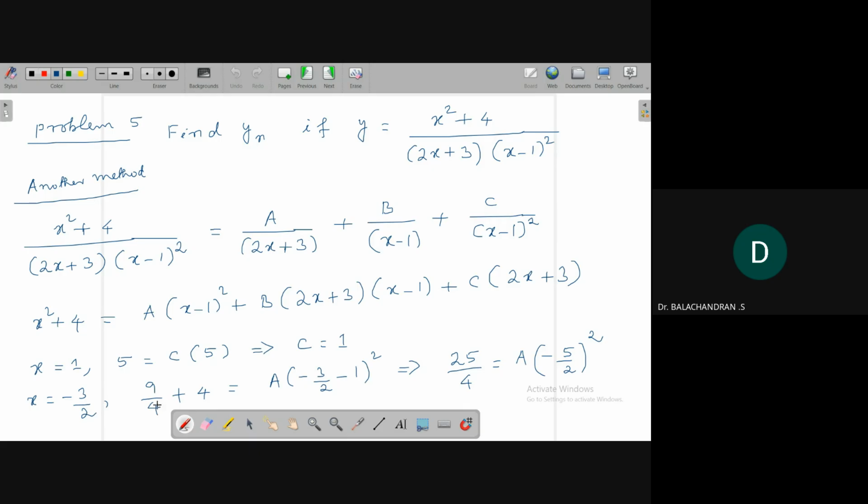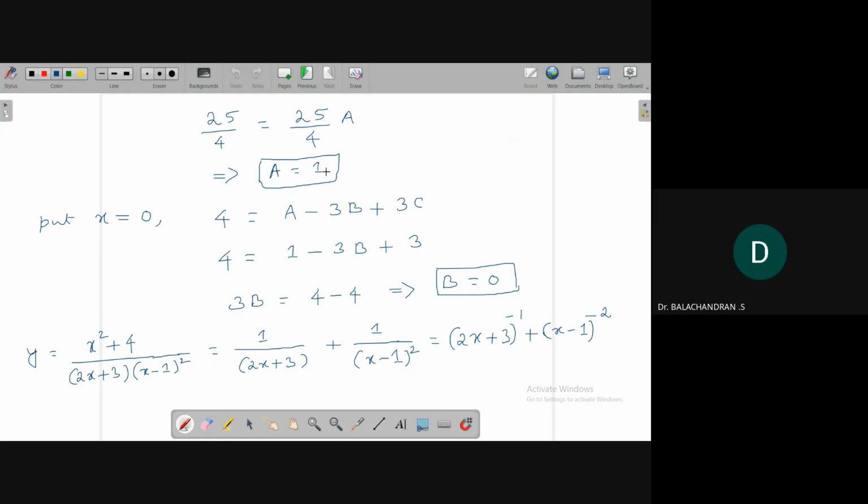If you simplify this, taking 4 as LCM, 16 plus 9, 25 by 4, equal to A into, again taking 2 as LCM, (minus 3 minus 2), minus 5 by 2 whole square. So this is also 25 by 4, and hence 25 by 4 gets cancelled. You get A equal to 1. So 25 by 4 is equal to 25 by 4 into A, so A is equal to 1.